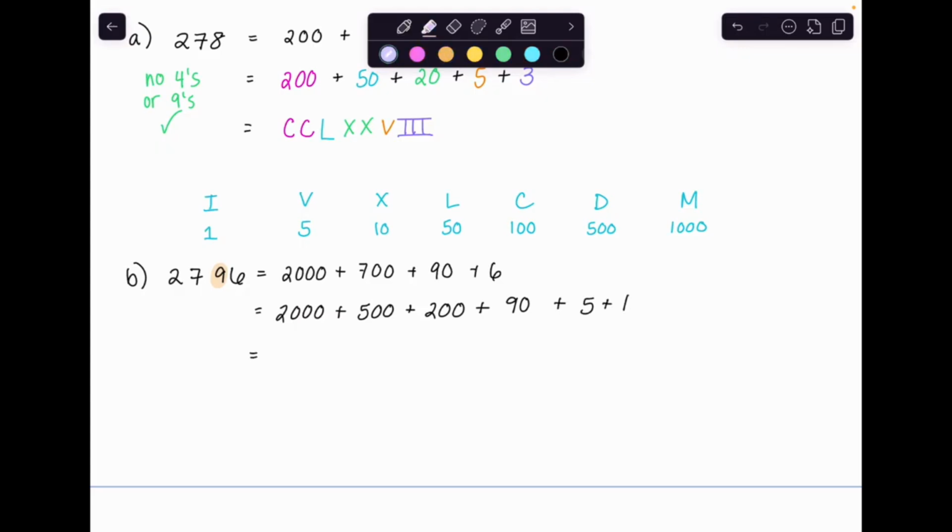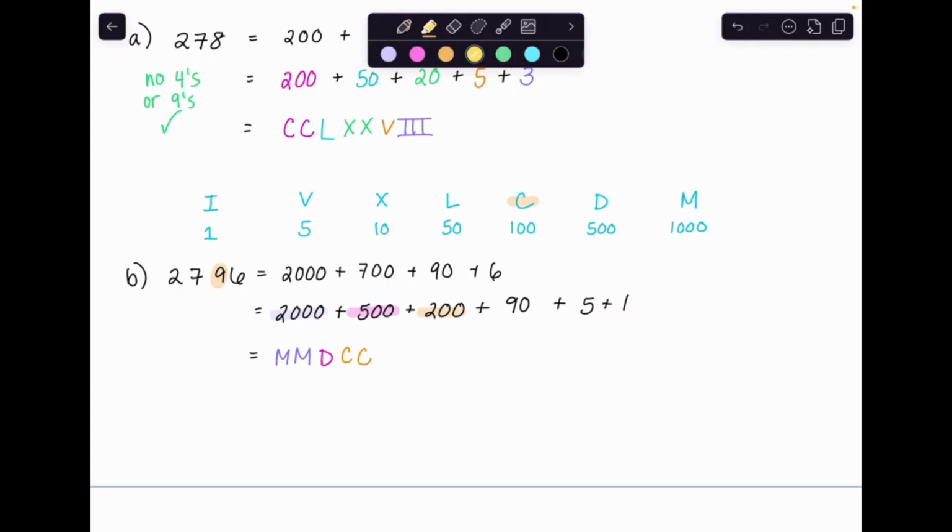So going through piece by piece, 2,000 is going to be 2 M's. Then 500 is going to be a single D. 200 is 2 C's.